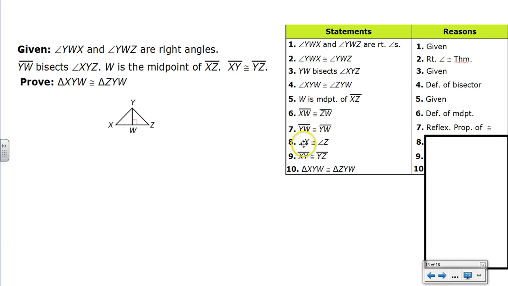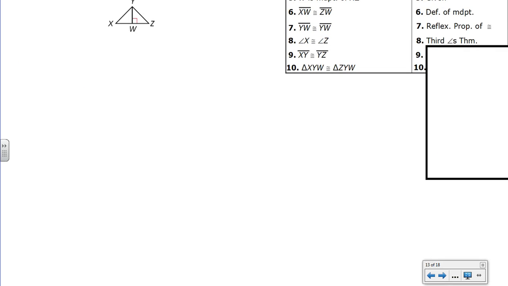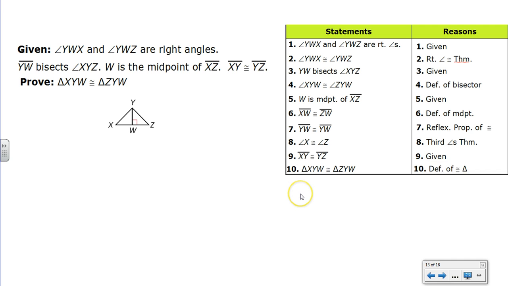And we can say that angle X is congruent to angle Z. How can we say that? Our third angles theorem, since we know the other two. Whoa, where am I going? All right. So we can also say XY is congruent to YZ. That was given too, right? So now we can say what we were setting out to prove, that triangle XYW is congruent to ZYW, the definition of congruent triangles.